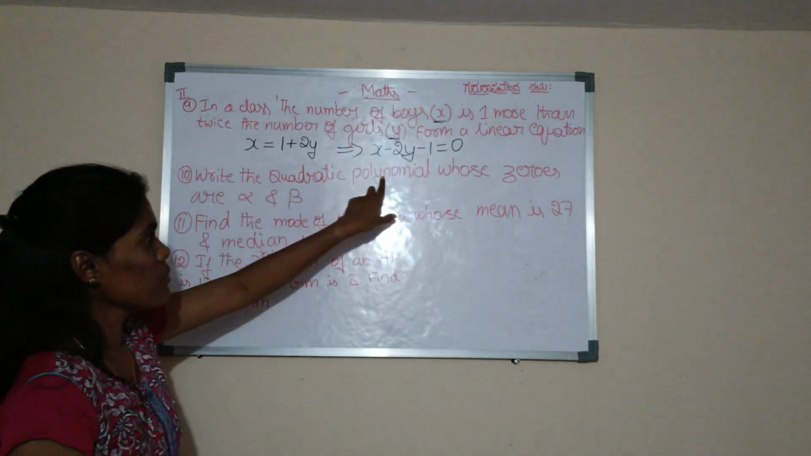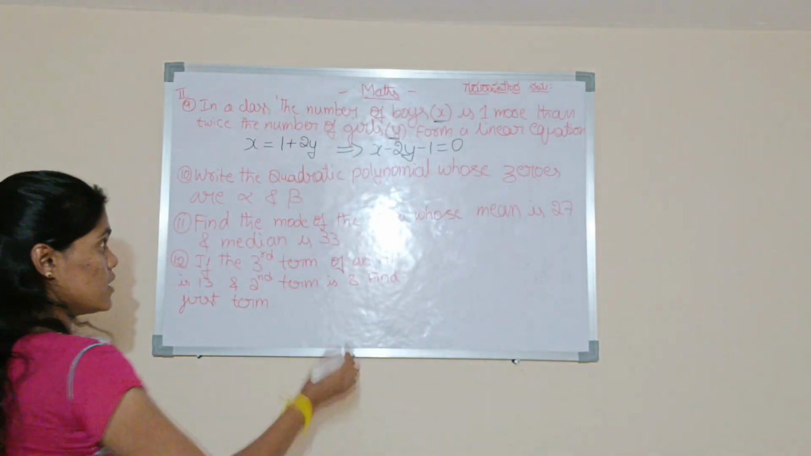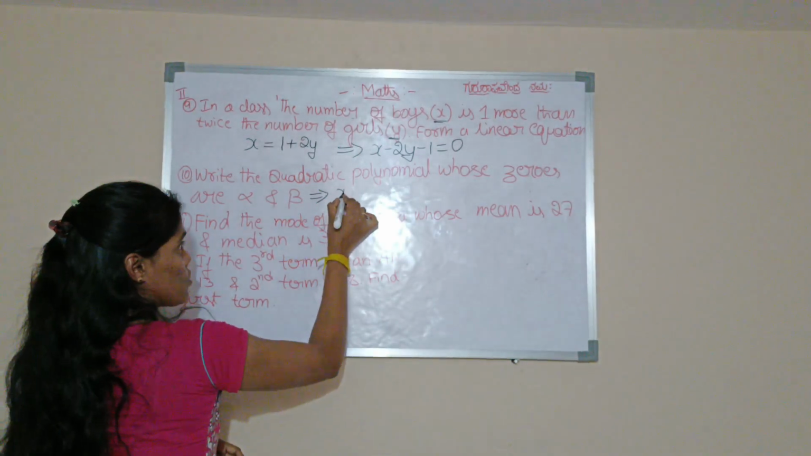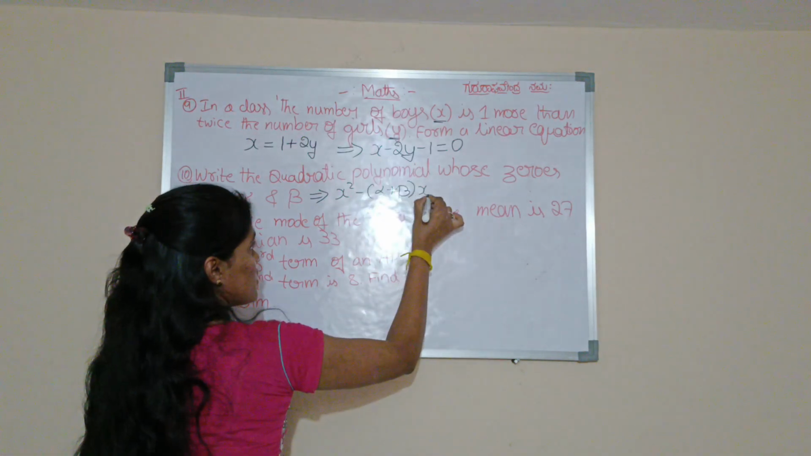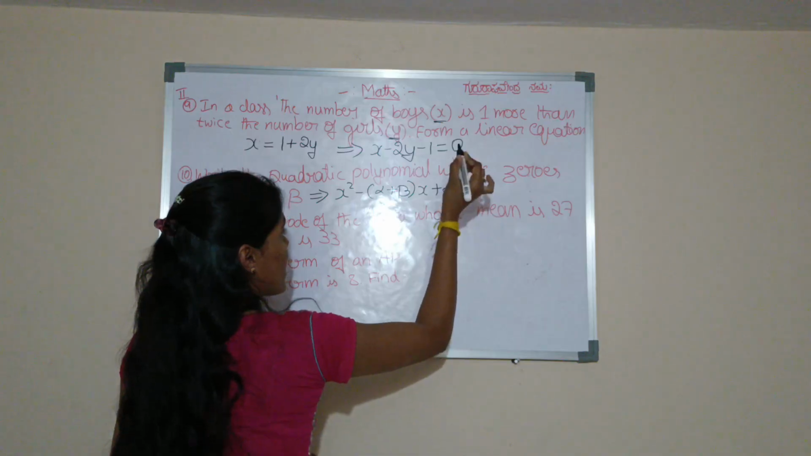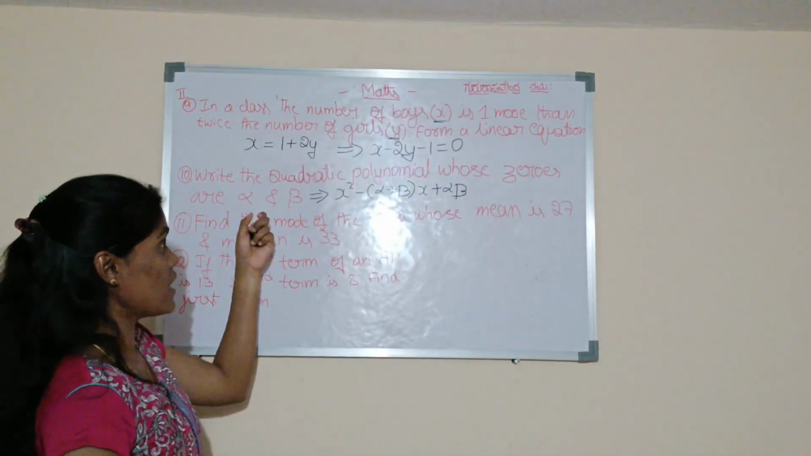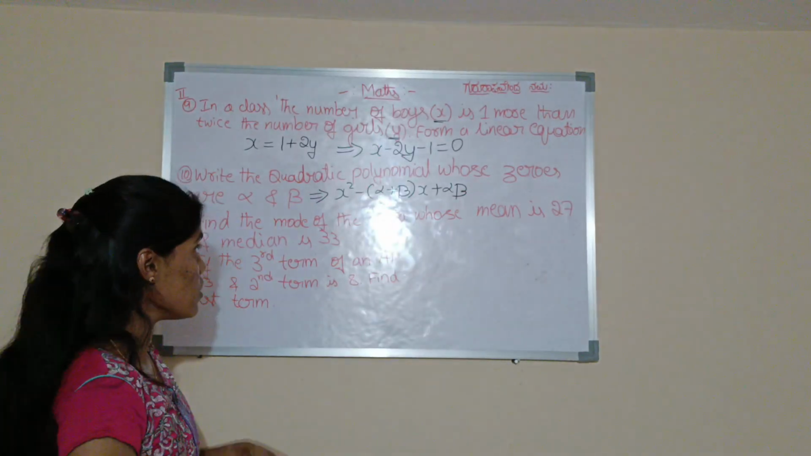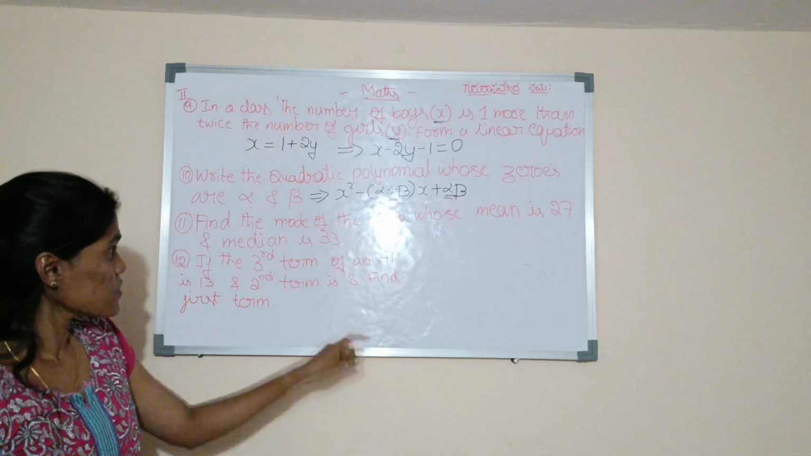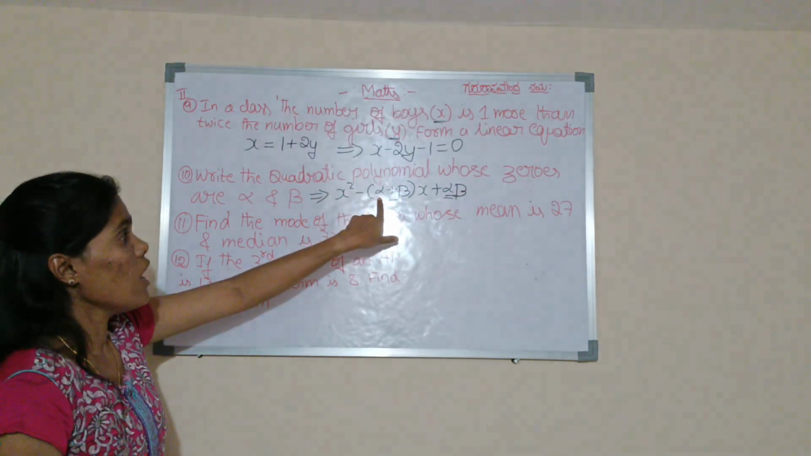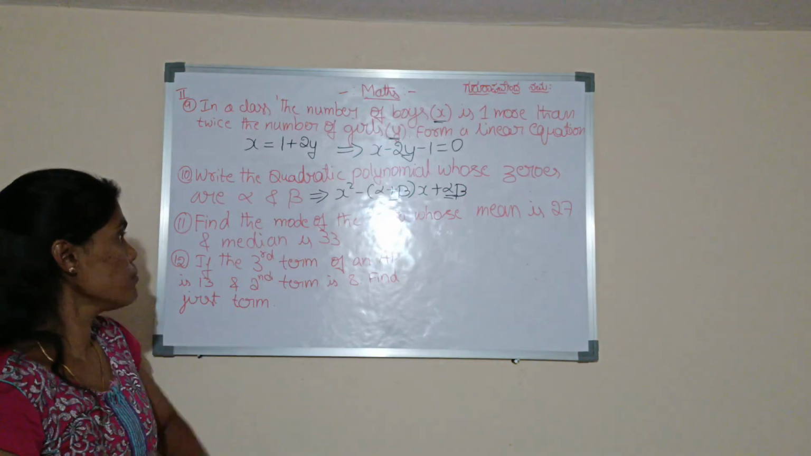Next, write a quadratic polynomial whose zeros are alpha and beta. Important formula, that is x square minus (alpha plus beta)x plus alpha beta. They are asking for a polynomial, so no need to show equal to 0. When they are asking for a quadratic equation, you can show equal to 0. Now this one will be the sum of zeros, this one will be the product of zeros. Once again, x square minus (alpha plus beta) into x plus alpha beta. This one will be the quadratic polynomial.